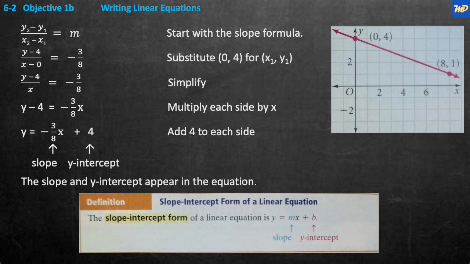Okay, objective 1, it's the next slide, 1B I'm calling it here, writing linear equations. So from the previous slide, now we know what the slope is. It's negative 3/8, and we know the y-intercept, which is right here, (0, 4). It's already in this slide here. Okay, so we start by writing the standard slope formula, which is y2 minus y1 divided by x2 minus x1, which is the y ending position minus the y starting position divided by the x ending position minus the x starting position. And that's equal to the slope.